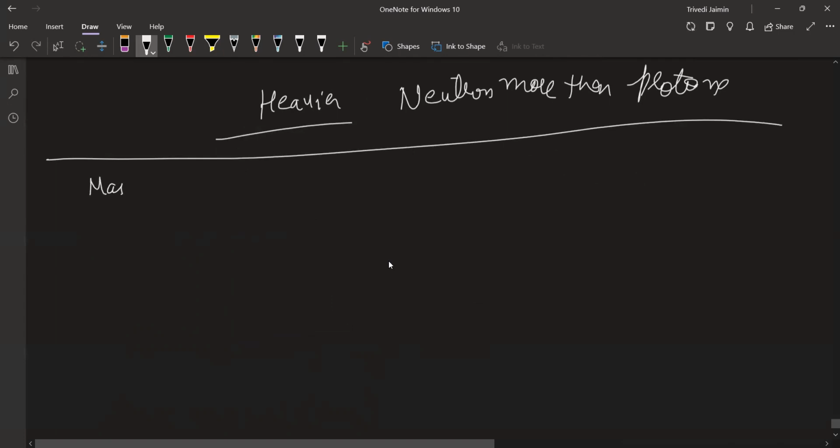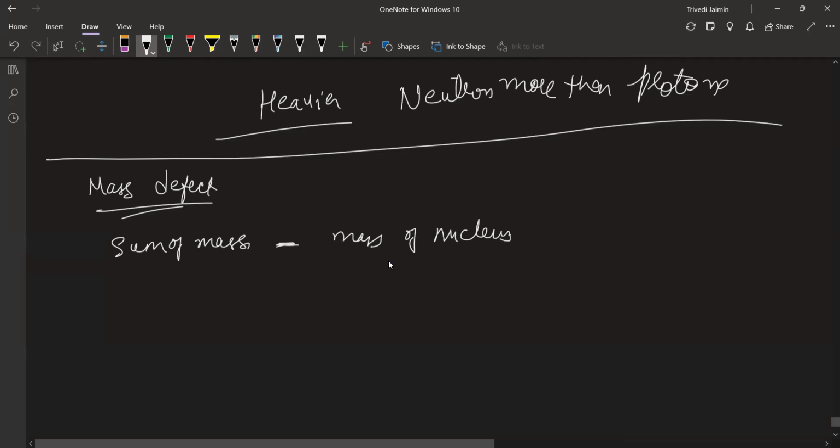Mass defect is the sum of masses minus the mass of the nucleus. Binding energy: EB equals delta M c squared.